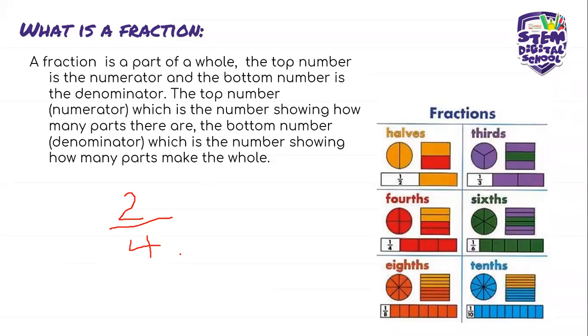So a fraction is a part of a whole. The top number is the numerator, the bottom number is the denominator. The top number is the number showing how many parts there are. The bottom number is the number showing how many parts make the whole. Please write down this definition.